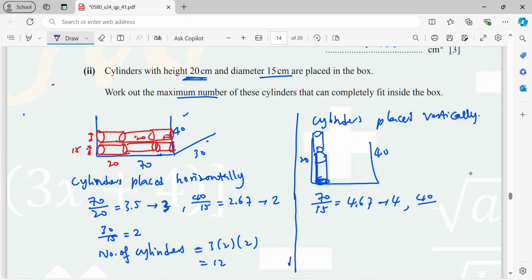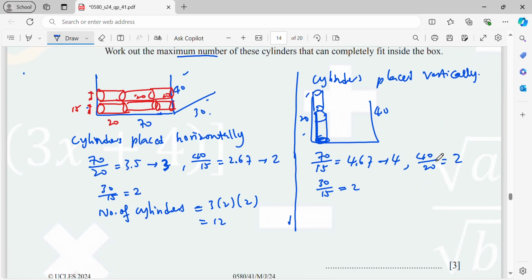Then the height is 20. So the height is 40. So I divide by 20. I can put 2 rows. Here, these are the 2 rows. And then for the 30 here, I can just divide by 15. That means I can put another two rows, right? So number of cylinder, it will be 4 times 2 times 2. Then I will be getting 16. So the maximum number of cylinder will be 16.